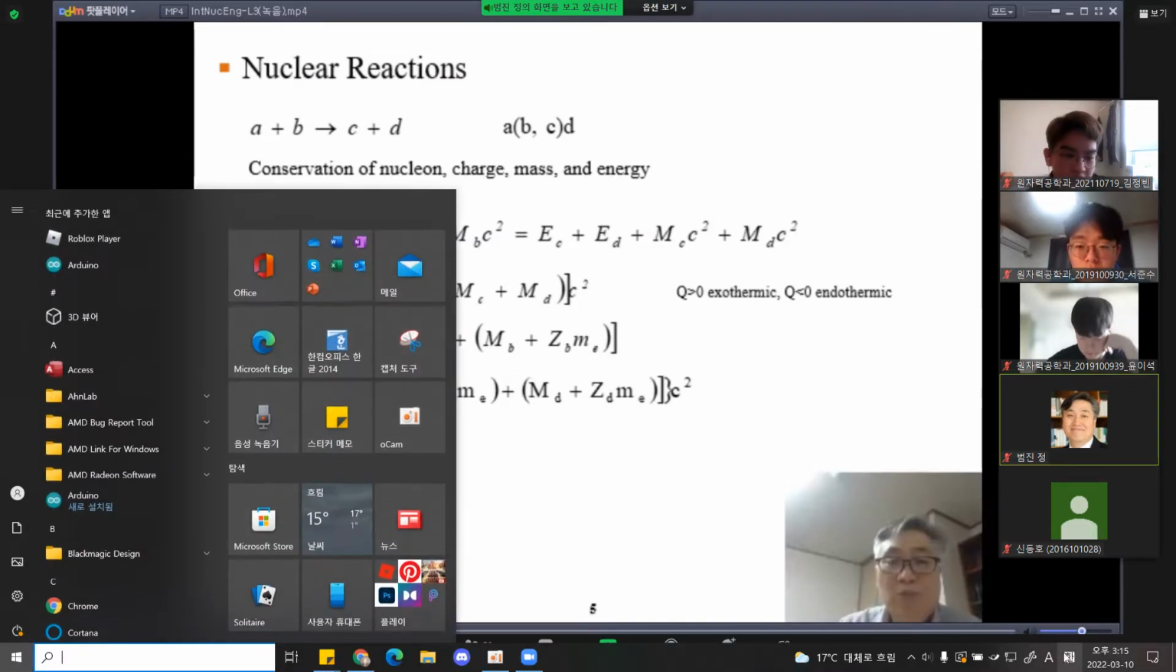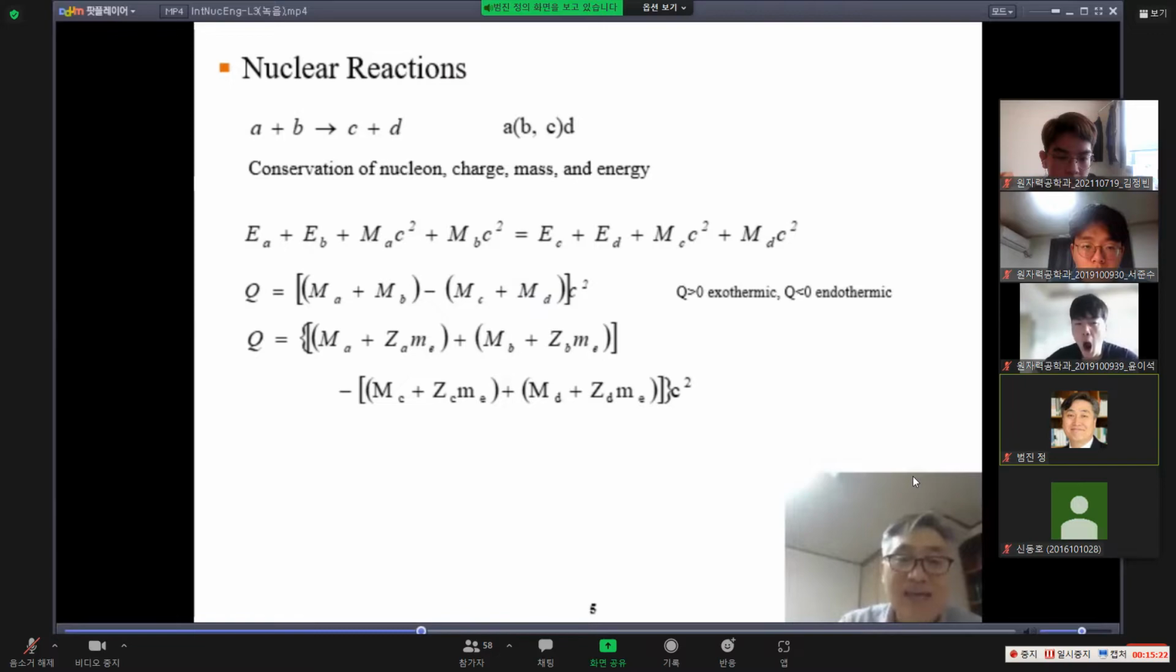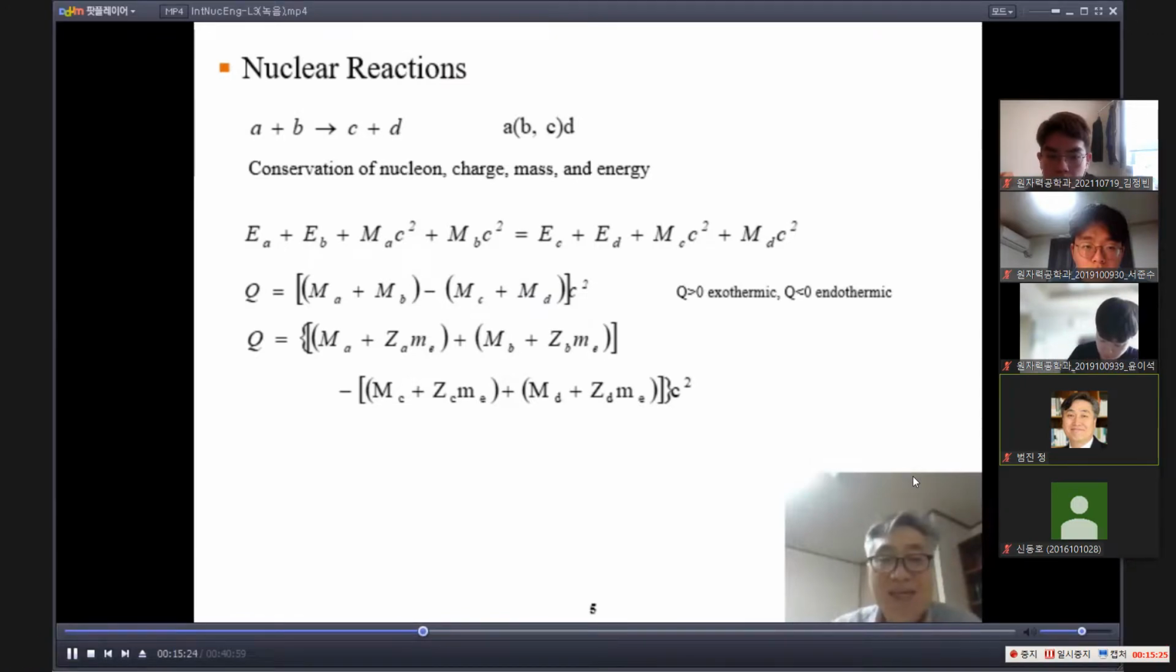So when we put in an energy balance, the energy balance becomes like this. EA plus EB means kinetic energy of A and kinetic energy of B. MAC square and MBC square mean rest energy of A and rest energy of B, which become the kinetic energy of C and D and the rest energy of C and D. So that means the energy should be conserved. 에너지가 보존돼야 된다는 뜻이죠. 반응 전과 후가.